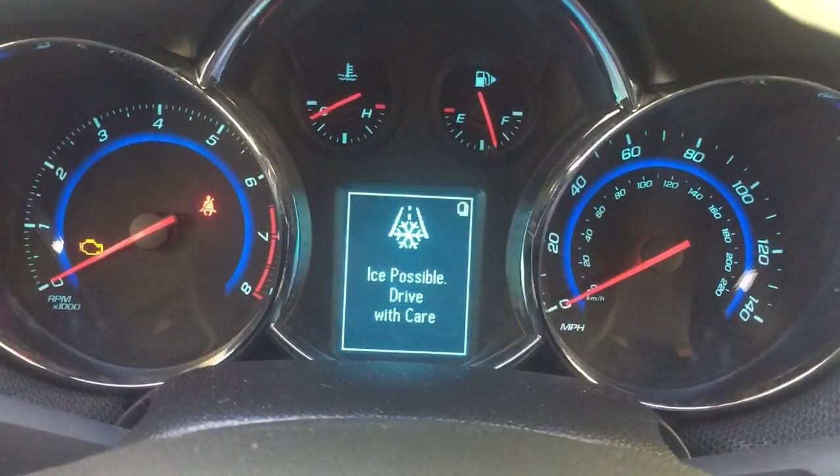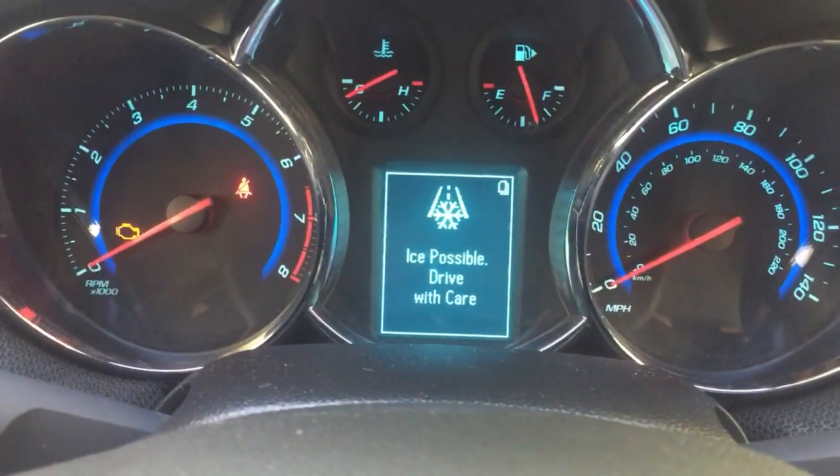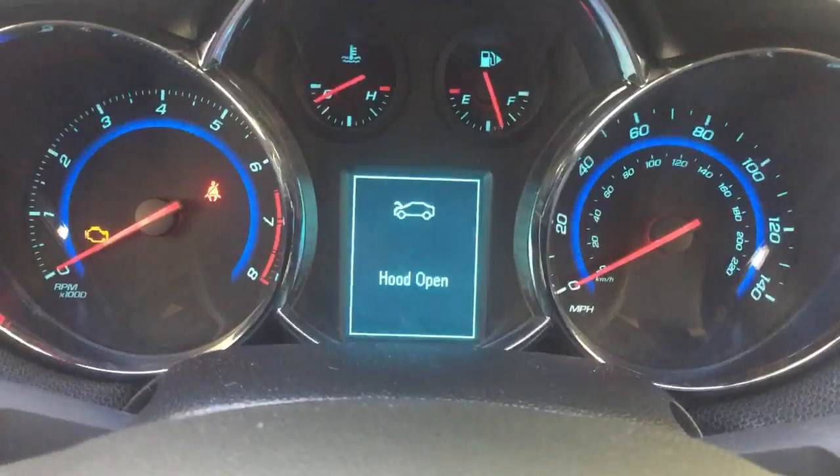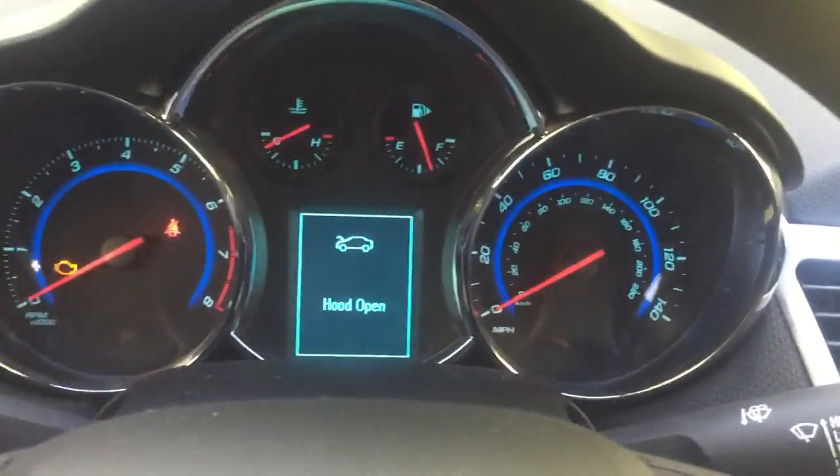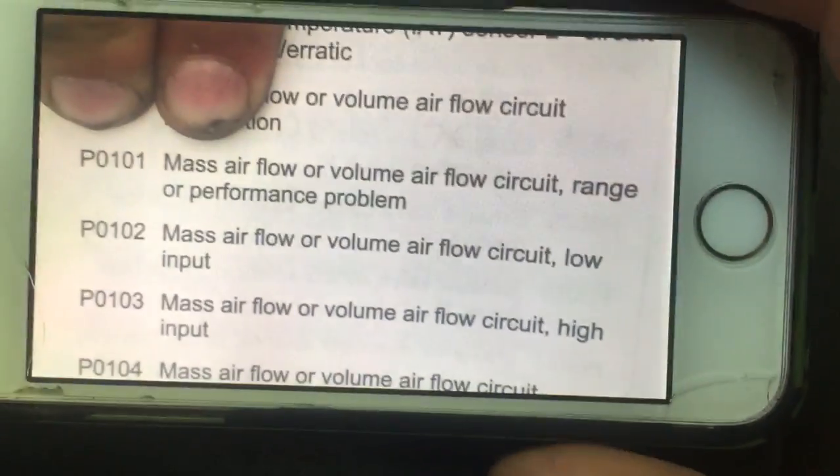So I had a check engine light come on my 2016 Chevy Cruze, and when we scanned the codes, the codes came up as P0101, P1101, and P0299.